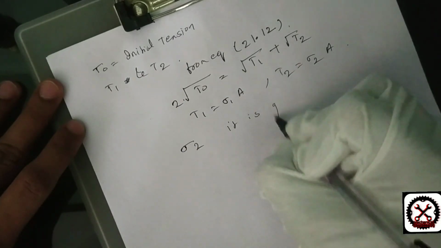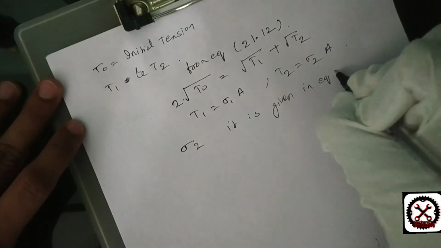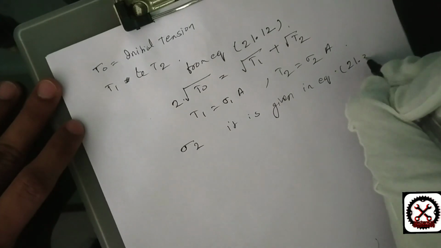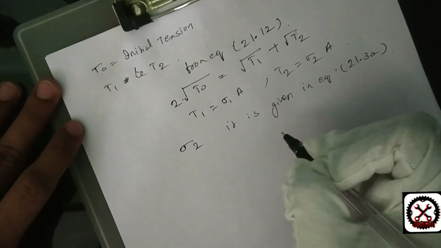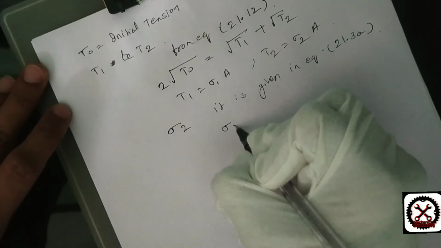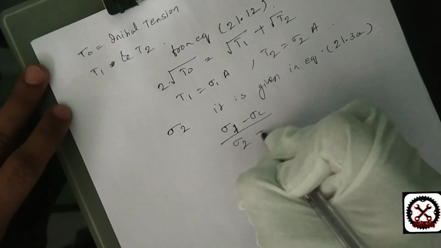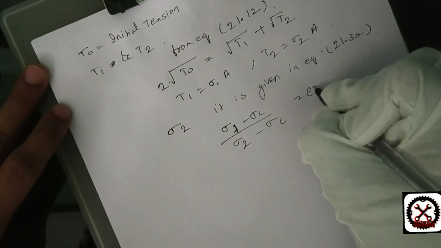To obtain the sigma 2 value, it is given in equation number 21.3a, that is sigma 1 minus sigma c divided by sigma 2 minus sigma c equal to e power nu theta. From here we get the value of sigma 2. After finding the value of sigma 2, we substitute here, and then after finding T1 value and T2 value, put it here and find the value of initial tension.